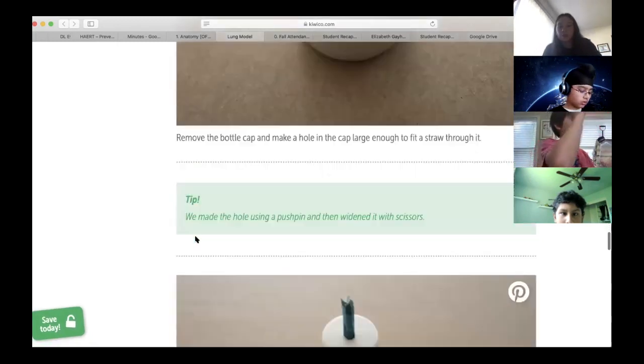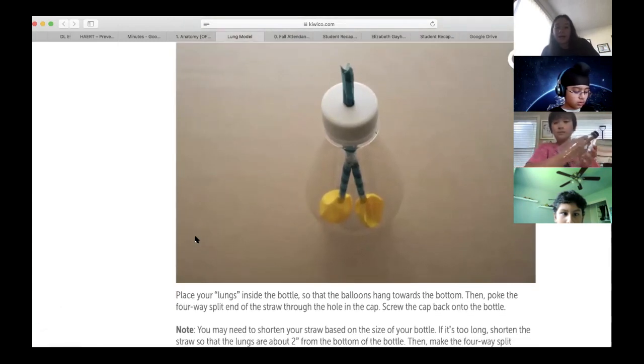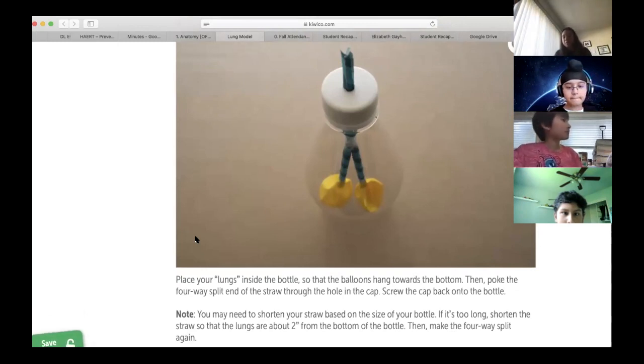Okay. So I think we can move on to this step. So from here, you should probably put it through the bottom of the bottle, and then put the 4 split end up, and then you want to put that into the straw through the bottle cap. Perfect.